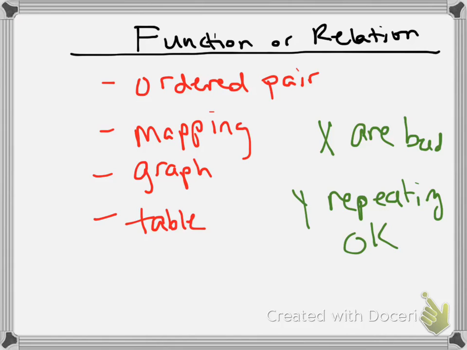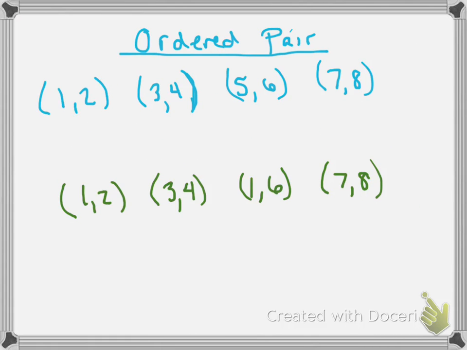So a couple ways you can look at this. You can see it as an ordered pair, a mapping, a graph, or a table. If you're looking for an ordered pair, you want to identify your x's. So notice we have a 1, a 3, a 5, and a 7. Since none of the x's repeat, this is a function.